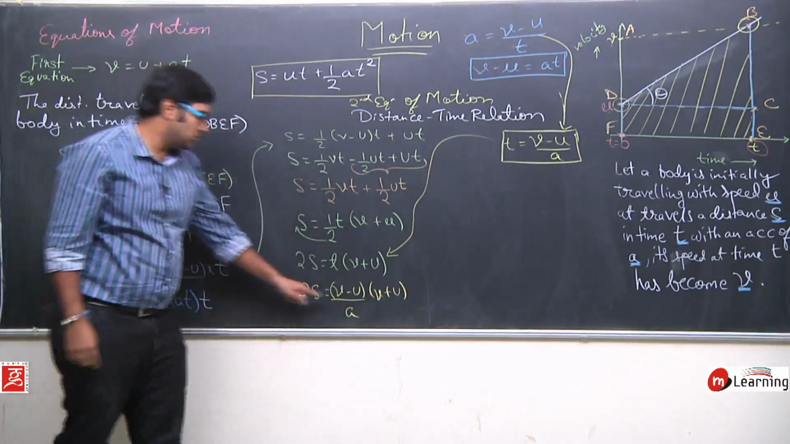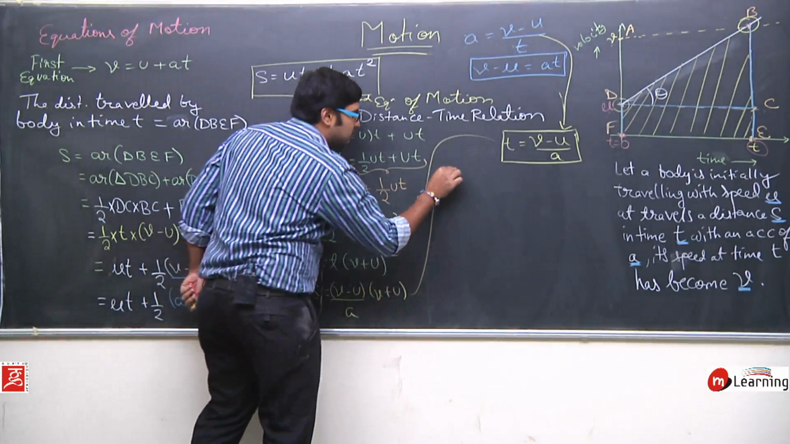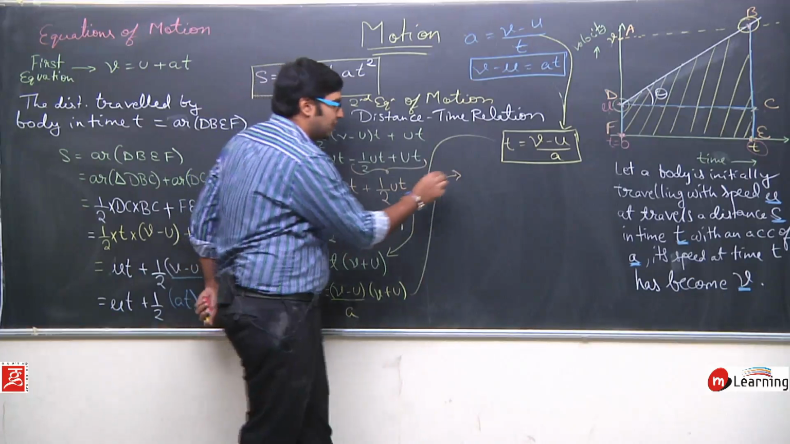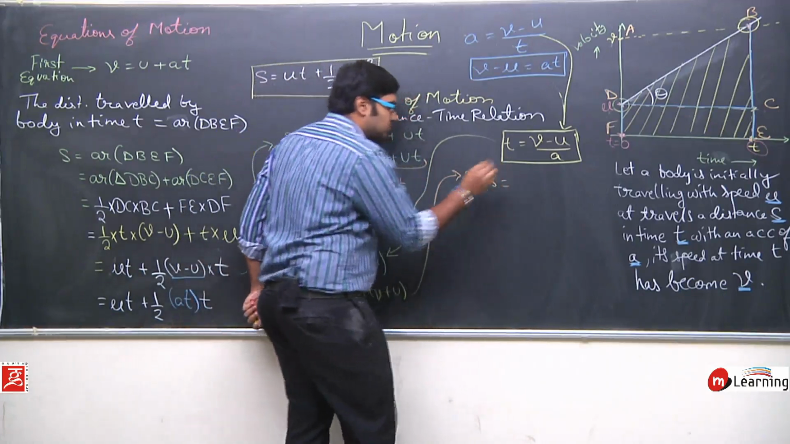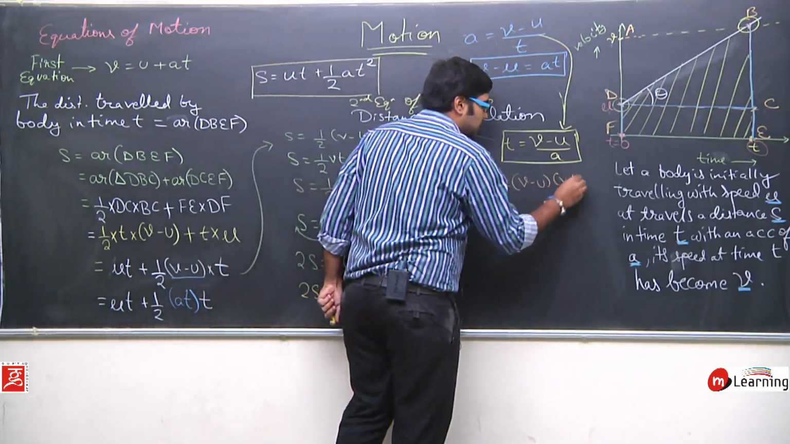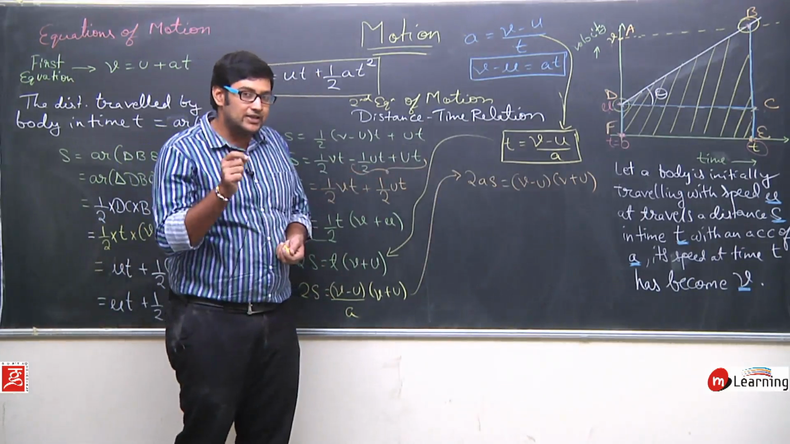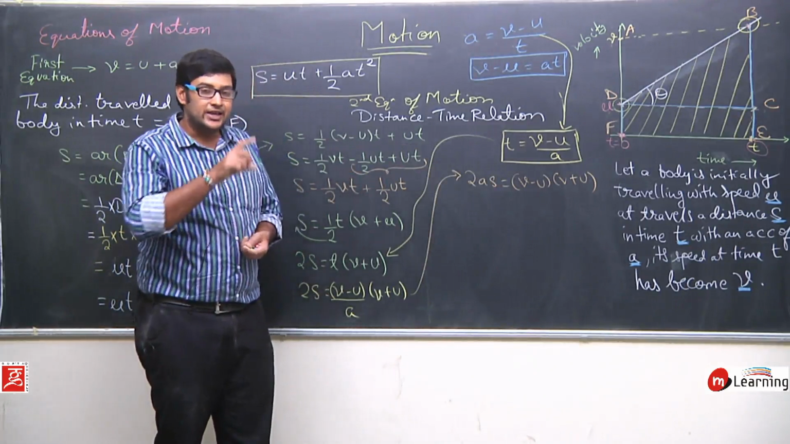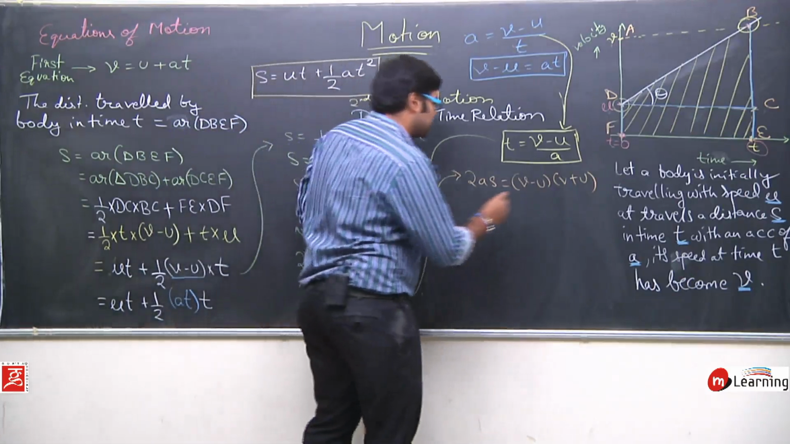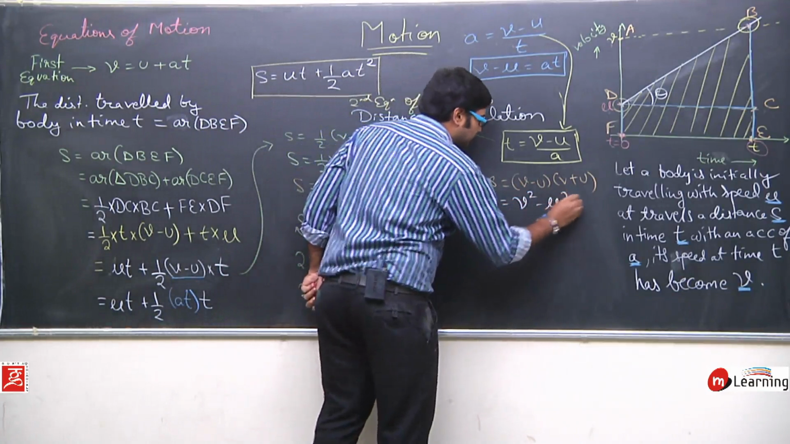Okay, v minus u into v plus u upon a. Now this condition can be solved as, just transfer this a from this denominator to LHS, you will get 2as is equals to v minus u into v plus u. Now what is v minus u into v plus u? This is equals to v square minus u square, that is a minus b into a plus b will give you a square minus b square. In similar manner this will give you 2as equals v square minus u square.